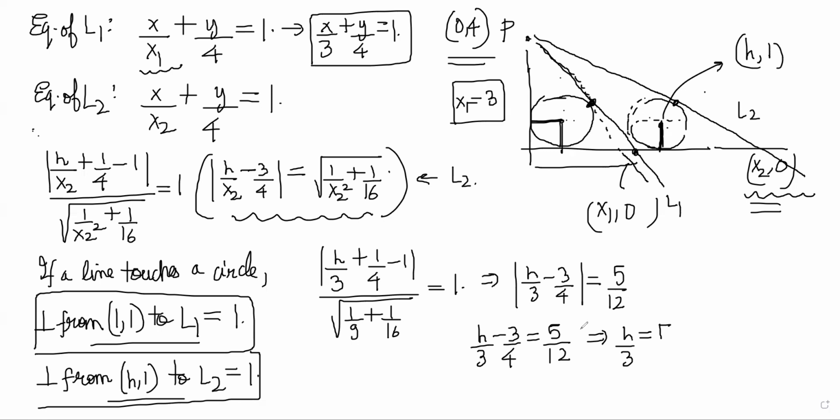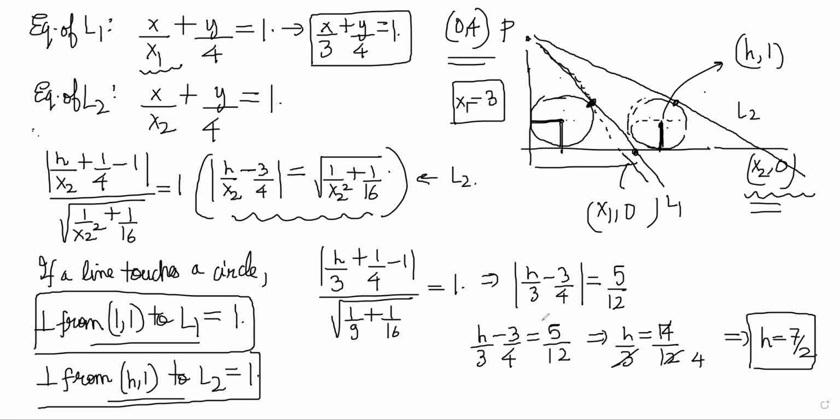So 3 by 4 is 9 by 12, so I'll get 14 by 12. The 3 cancels, giving 14 by 4. So h is coming as 7 by 2 here, right? And if h is 7 by 2, I can put that in this result, right?